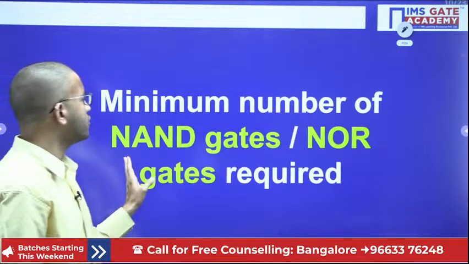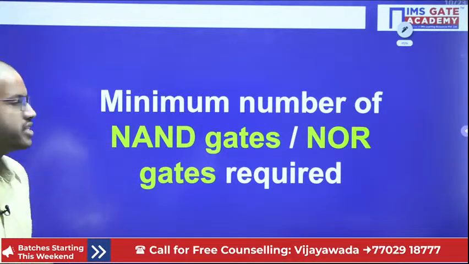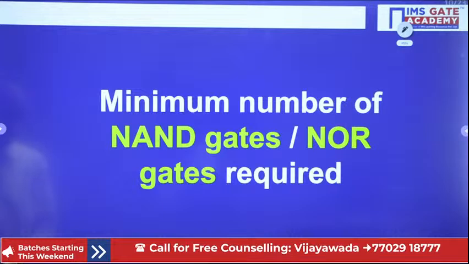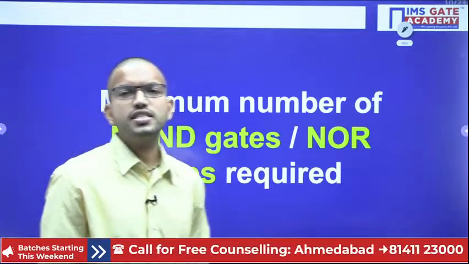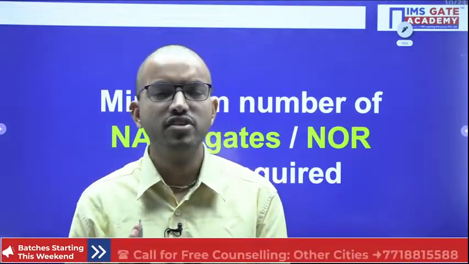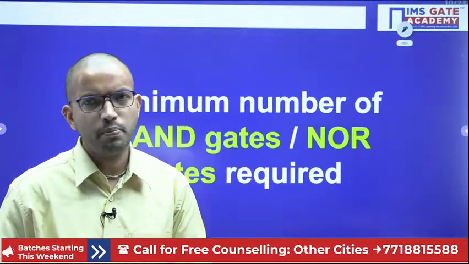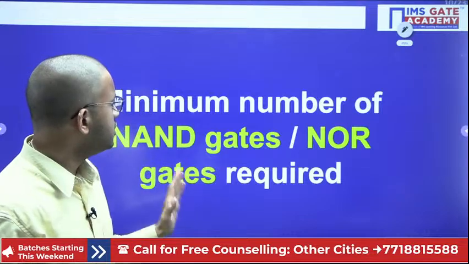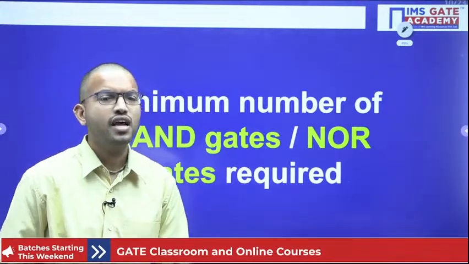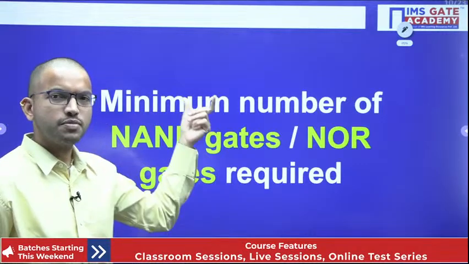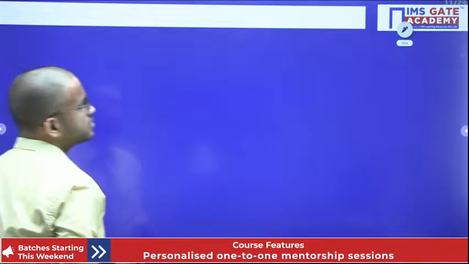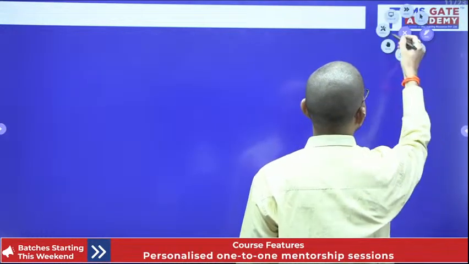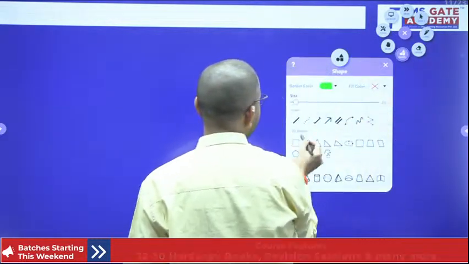Now let us make a tabular form regarding the minimum number of NAND gates or NOR gates required. So far, in the last class we discussed with the help of NAND and NOR how to implement the basic gates like AND gate, OR gate, NOT gate, and in this particular session we have discussed the XOR gate and XNOR gate. Now whatever we have discussed so far, let us make it in tabular form. So the first column is logic gate.